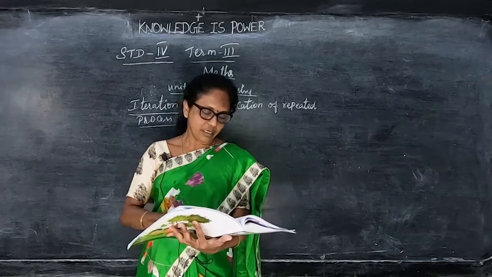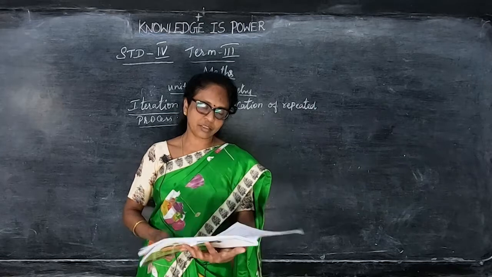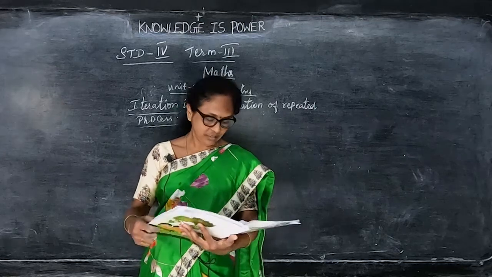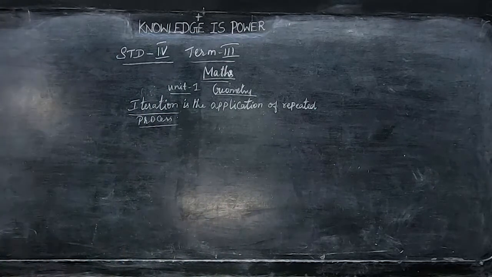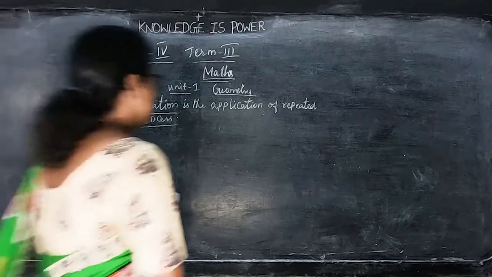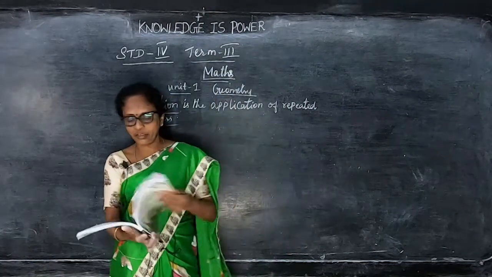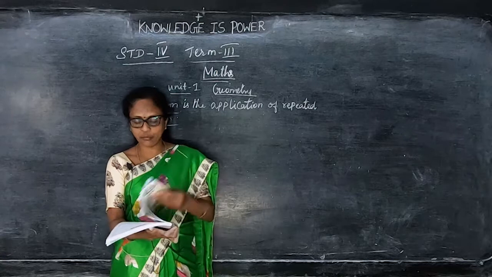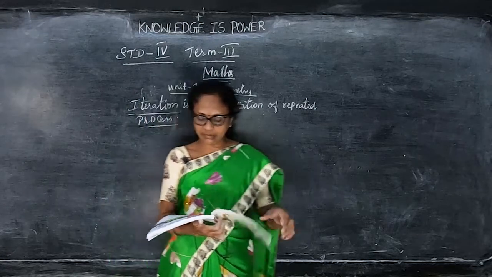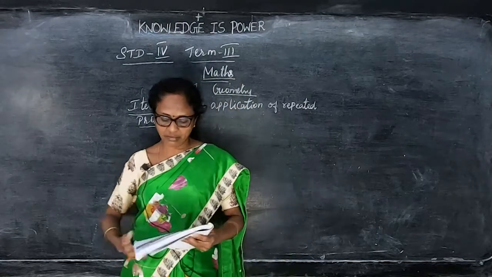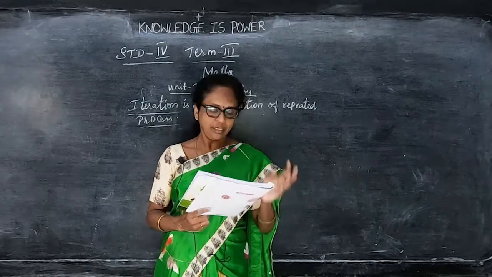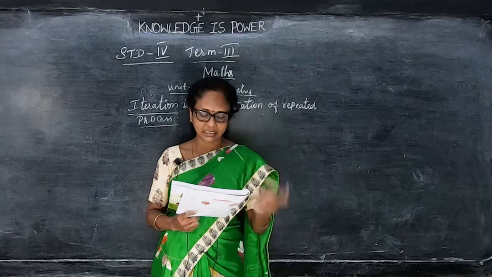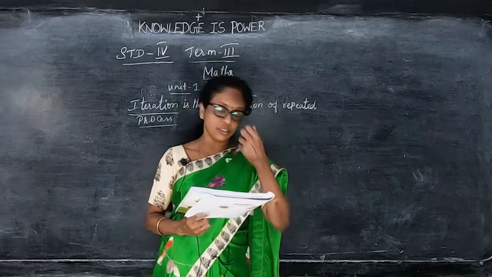Okay, and now the next one we are going to see about the numbers. In these numbers we are going to see about division only. In division there are many ways to work with numbers. What are the ways? Equal sharing, equal grouping, repeated subtraction, long division and short division.